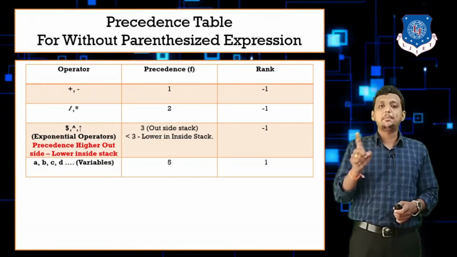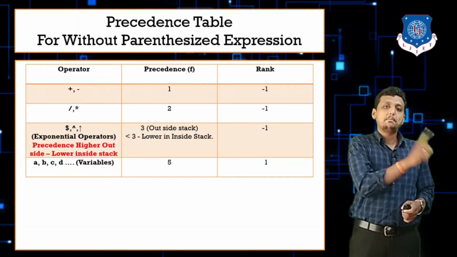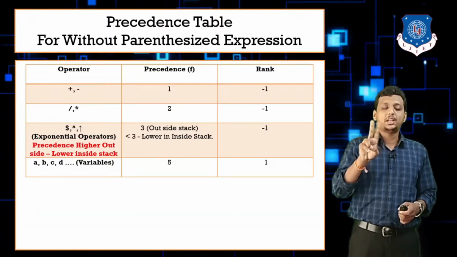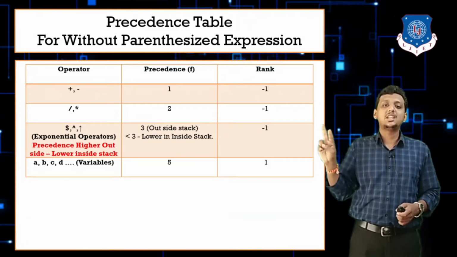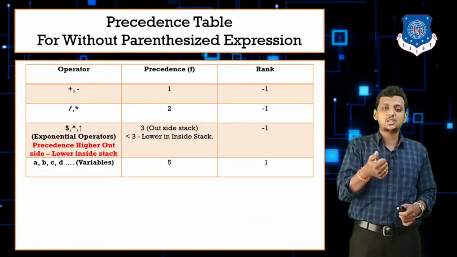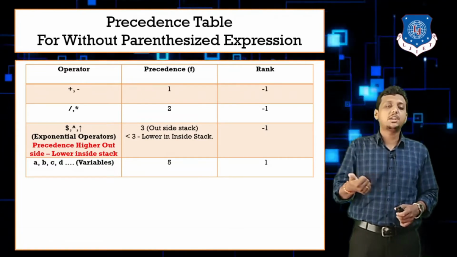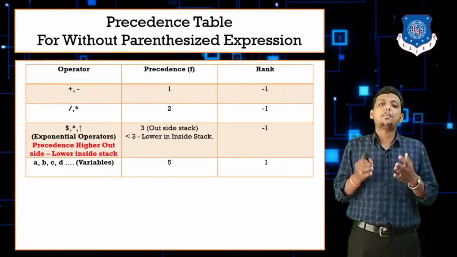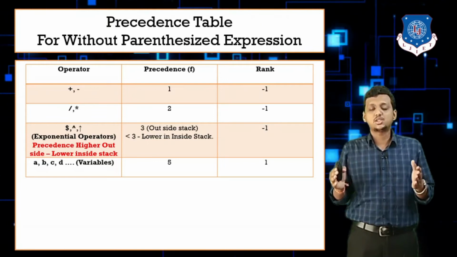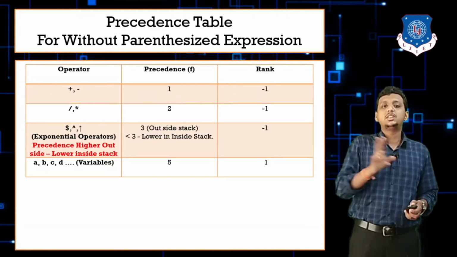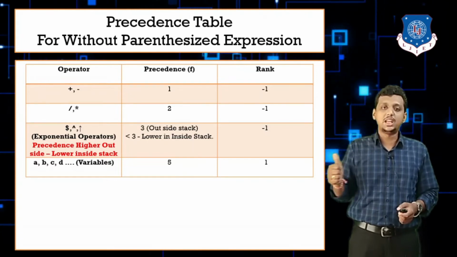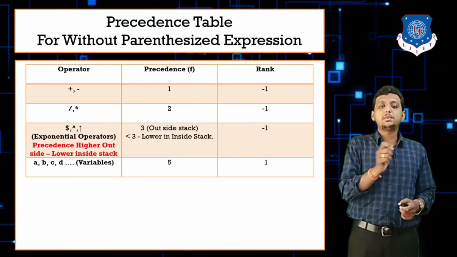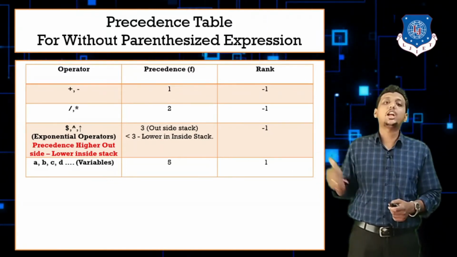If your expression is a plus b, then a and b are operands, and the operand's rank is positive, that means +1. So a contains +1, b contains +1, total becomes +2. And the operator, that is the plus, contains the rank -1. So the total becomes 2 minus 1, that is 1. So this expression is valid because its rank is +1.